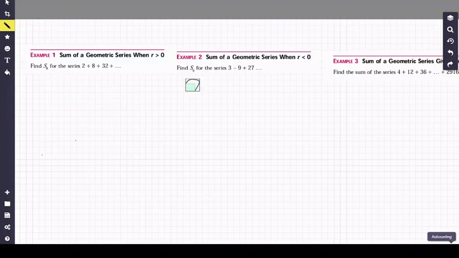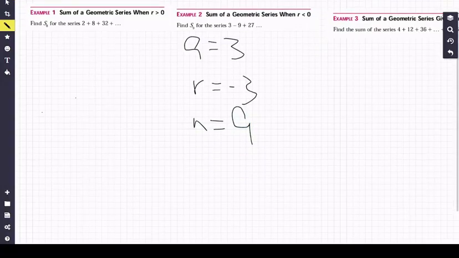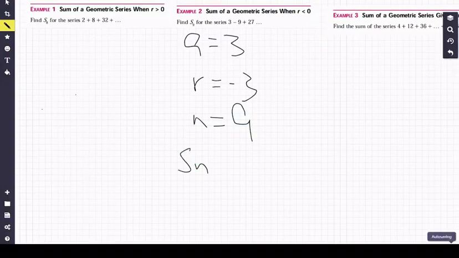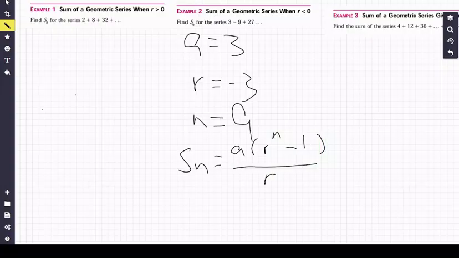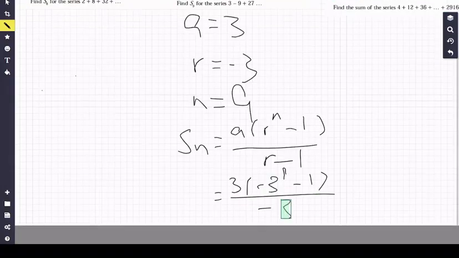Alright, let's do the same thing for here. So a equals 3, r equals negative 3, and we have 9 terms. As well, I'm going to write out the formula. S_n equals a(r^n − 1) over r − 1. Alright, so I'm going to plug this in. 3 times negative 3 to the 9th power minus 1, over negative 3 minus 1.